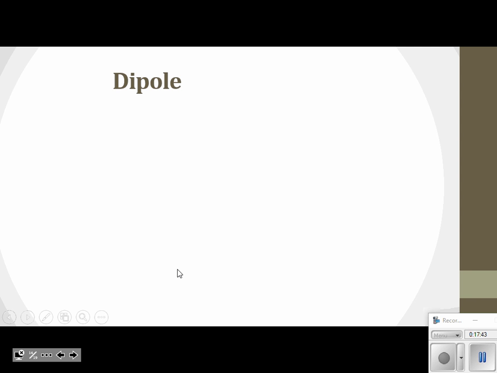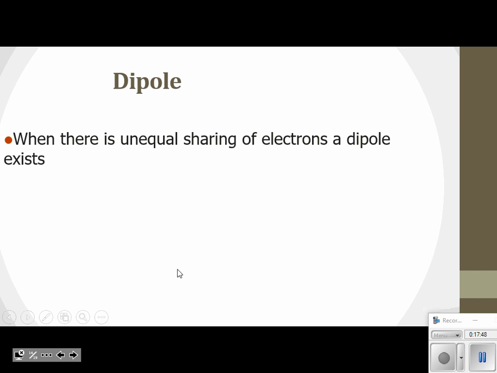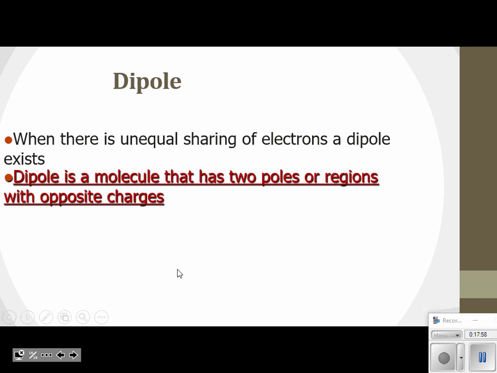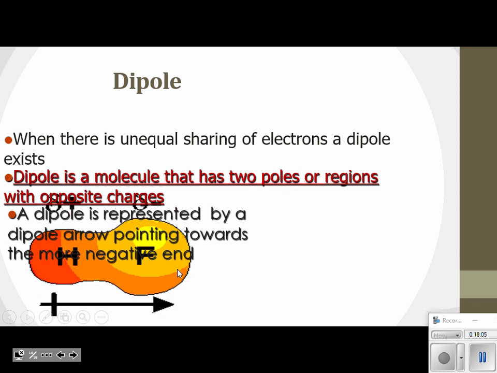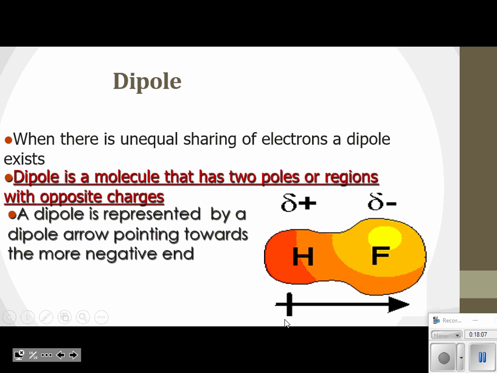The final thing we're going to talk about today is dipoles. We've already talked about them. Unequal sharing of electrons is where we have 2 regions that are polar, 2 poles. We talked about a dipole. This is the word we give for this: having a negative and a positive region.